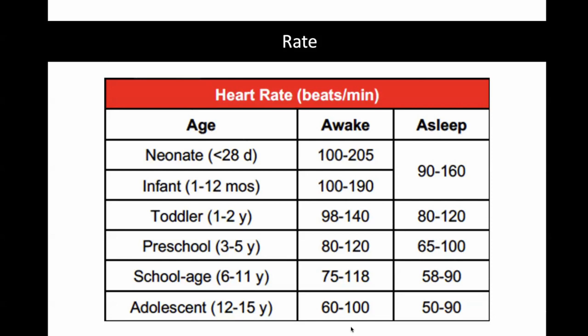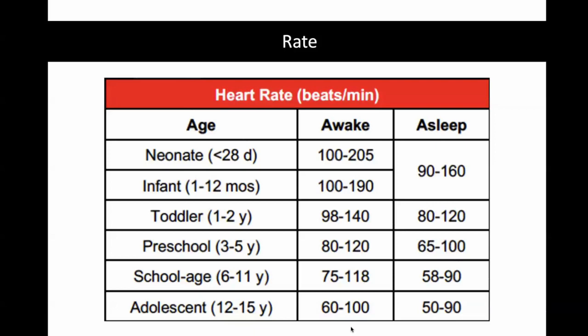On this slide is an example of the PALS guidelines for heart rate ranges. At birth, the heart rate can range from 90 to 205 beats per minute. This range is acceptable until about 3 months of age, where the heart rate then slowly starts to decrease.